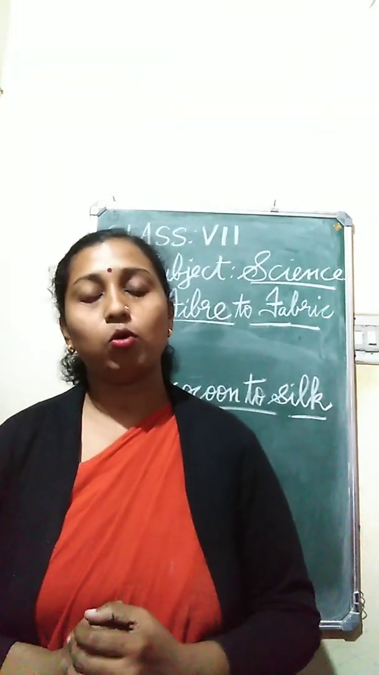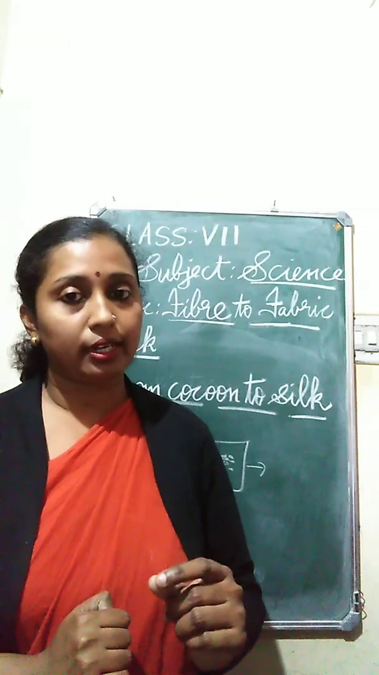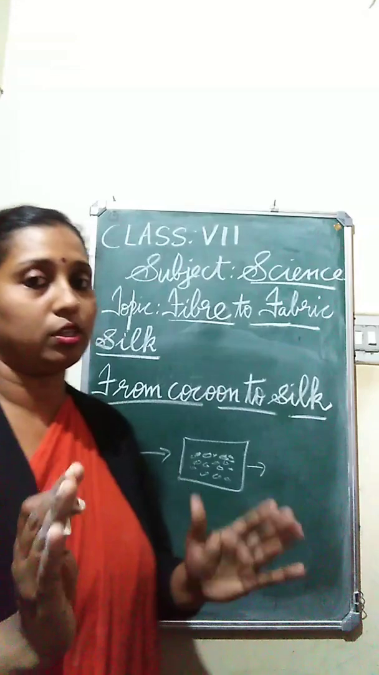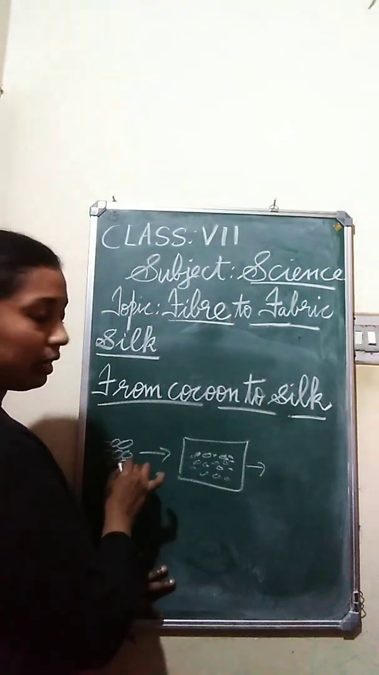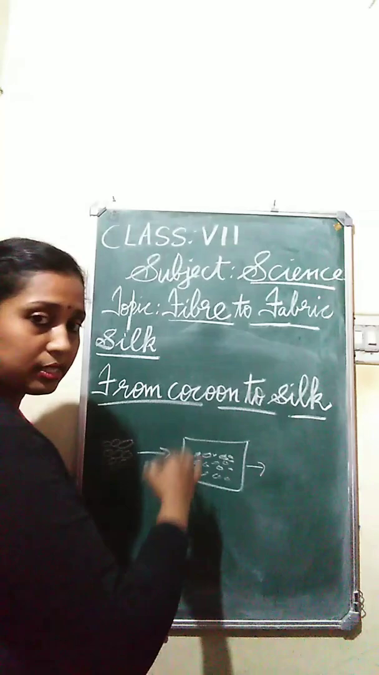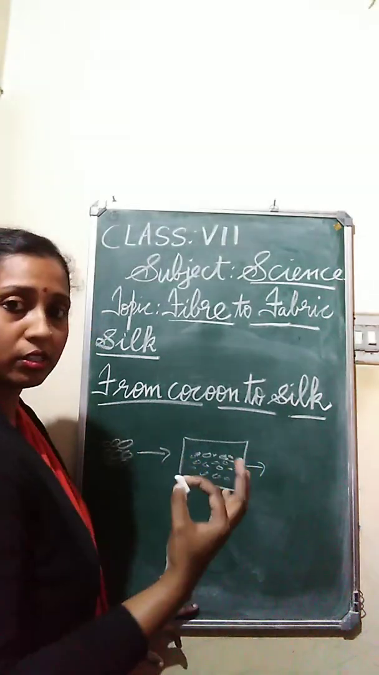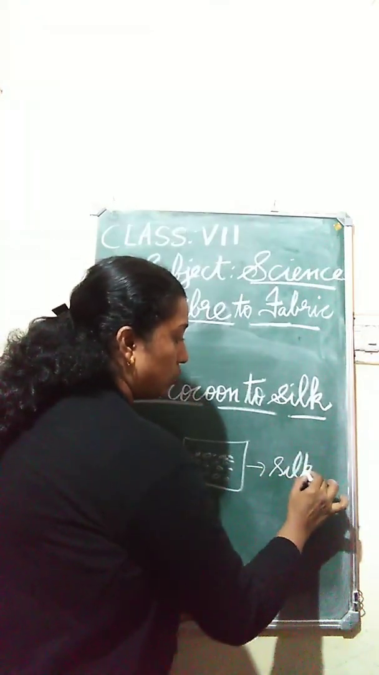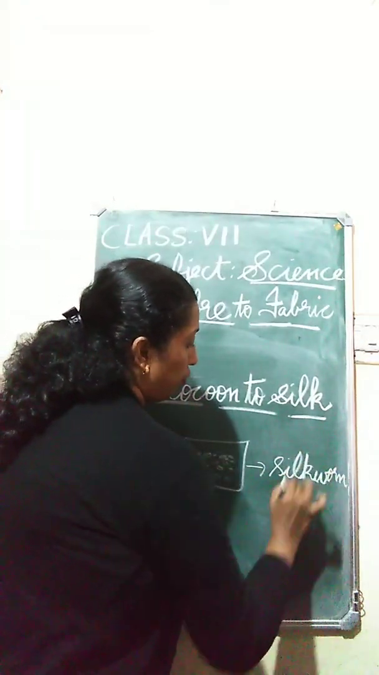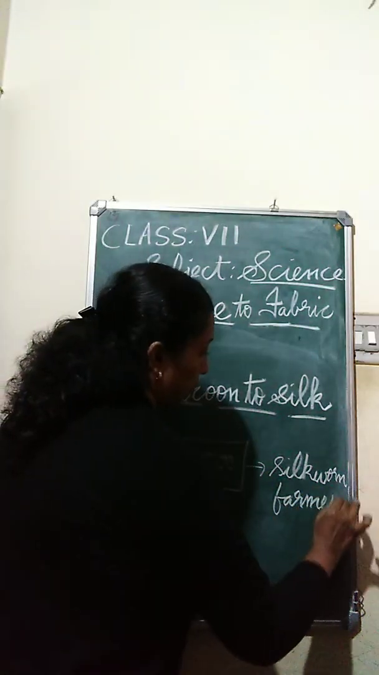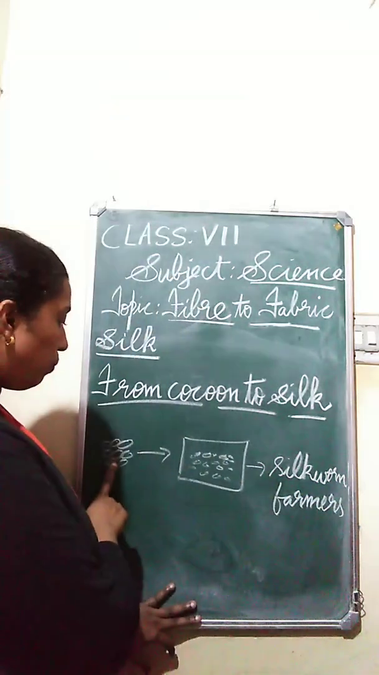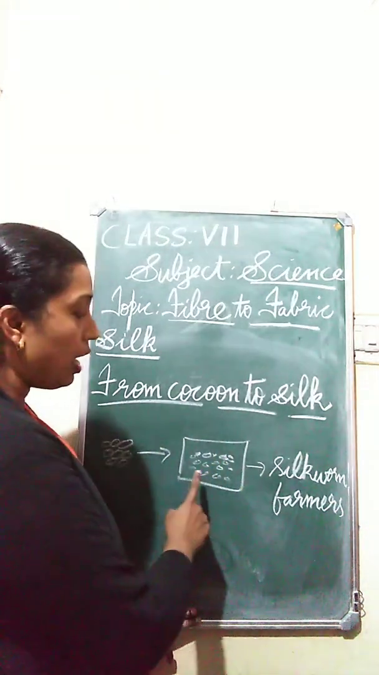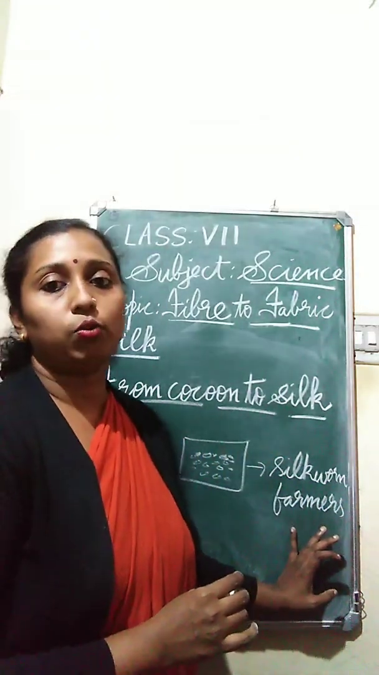A female silk moth lays hundreds of eggs at a time, and these eggs are stored in a strip of paper or cloth. This is sold to silkworm farmers.